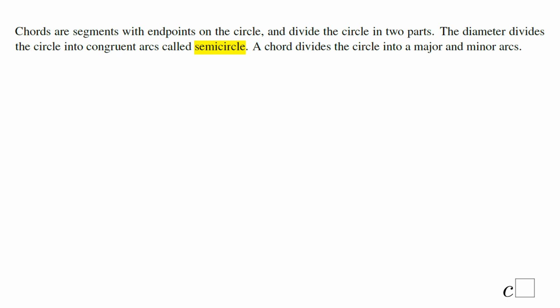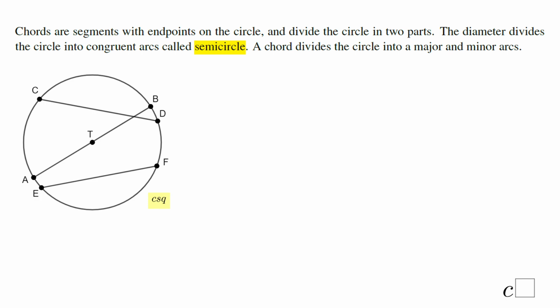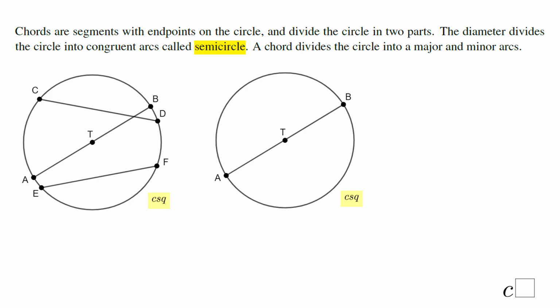In this lesson, we will talk about chords. Chords are segments of endpoints on the circle, and they divide the circle into parts. And you have here three examples of three chords. Okay, so we have chord AB, which is also called the diameter, the longest chord. It divides that circle T into equal parts, into semicircles, as we call them.